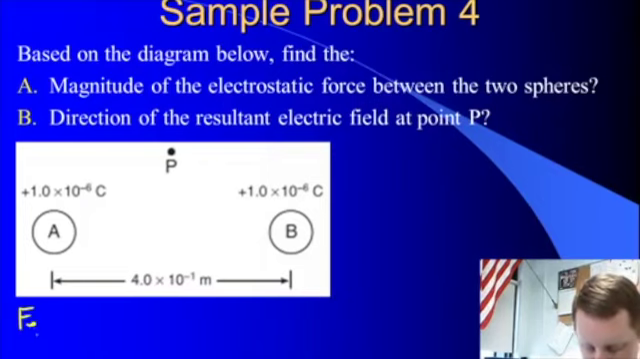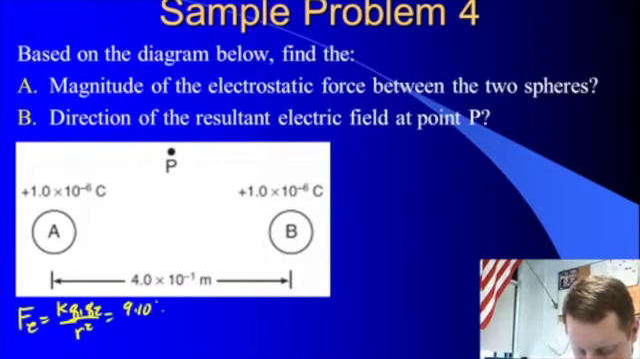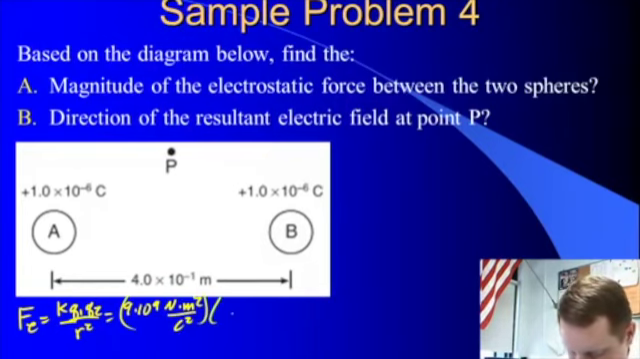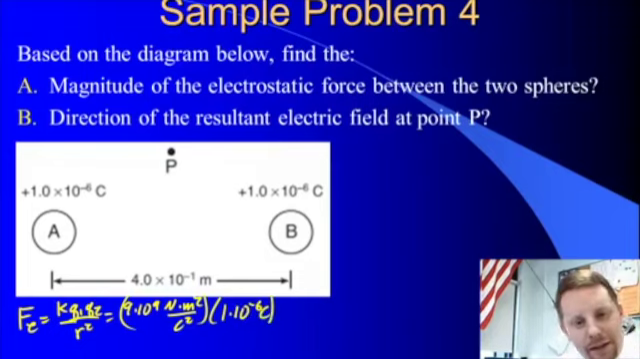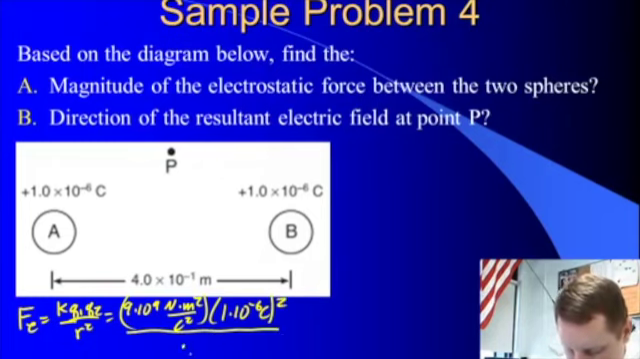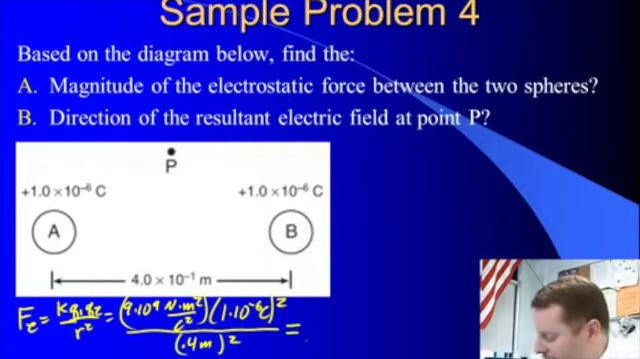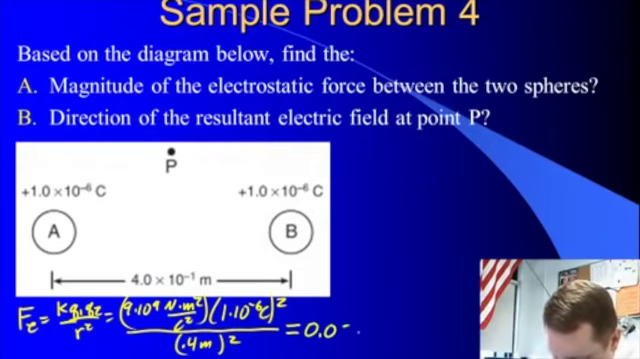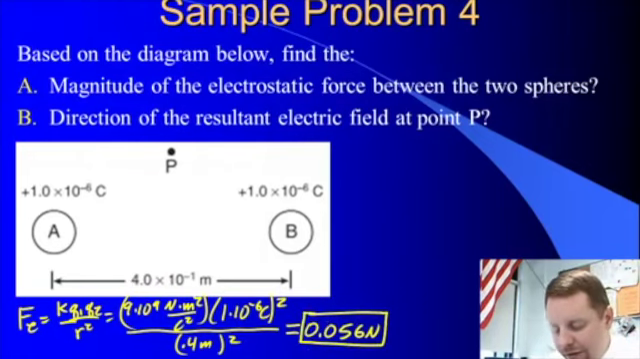To find the magnitude of the electric force, that's K Q1 Q2 over R squared, or 9 times 10 to the 9th newton meters squared per coulomb squared, times charge 1, 1 times 10 to the minus 6 coulombs, times charge 2, 1 times 10 to the minus 6 coulombs, or I can just square this first one, and divide by the square of the distance between them, 0.4 meters squared. When I do this, I come up with a force of about 0.056 newtons. So there's the magnitude of the electrostatic force.